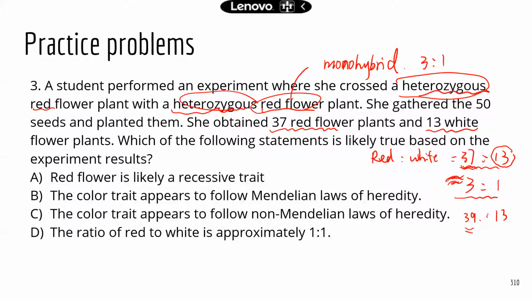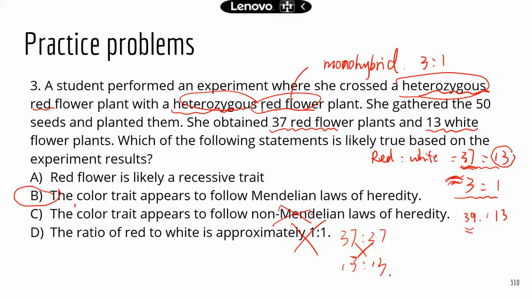So this means this particular trait, the color of the flower, does follow the Mendelian law of heredity. So the correct answer is B. Now, we know the ratio is not 1:1 because you did calculation 37:13. There's no way that's 1:1 ratio, because that will be either 37:37 or 13:13, right? That's a big no-no. Non-Mendelian, we just talked about that. It seems to be 3:1 ratio, so it follows Mendelian laws.